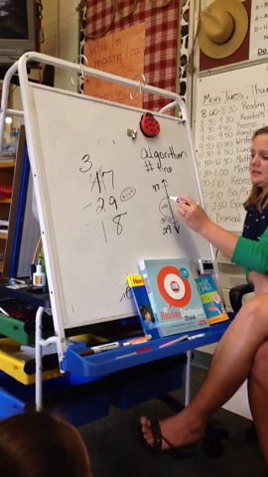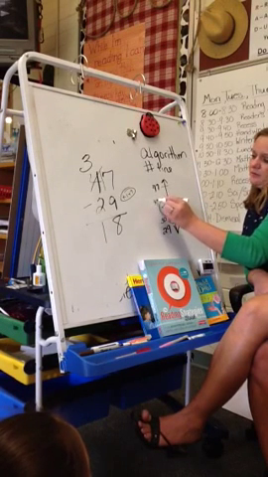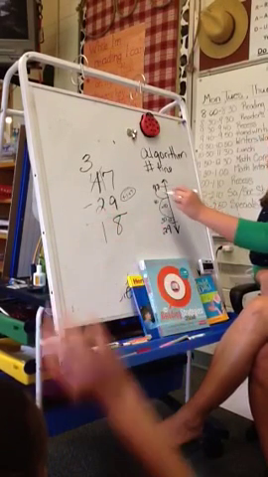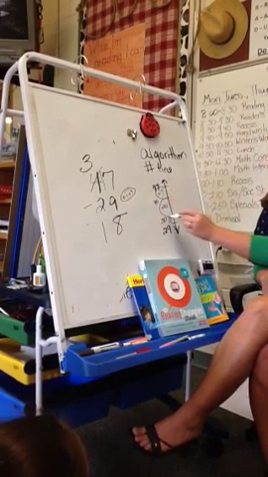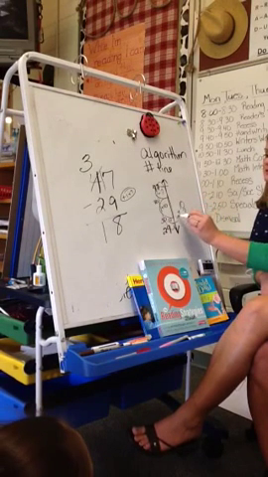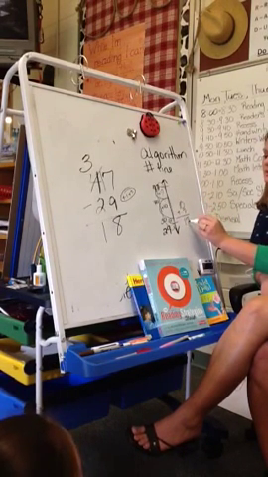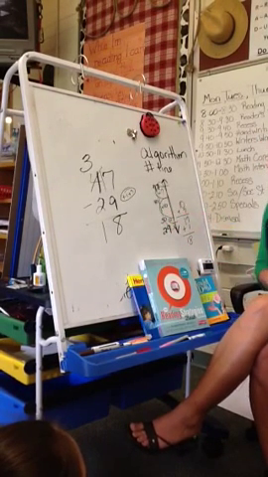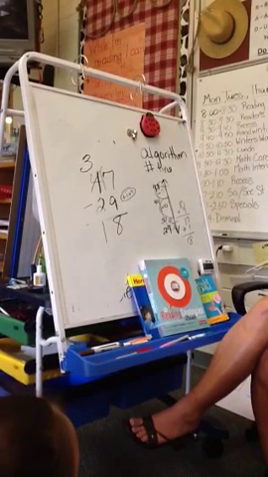And what do I need to add to get from 40 to 47? Everyone? 7. Now I add these together. 10 plus 7 is 17, plus 1 more, 18. Okay. Same answers, guys? Okay. What about decomposing?